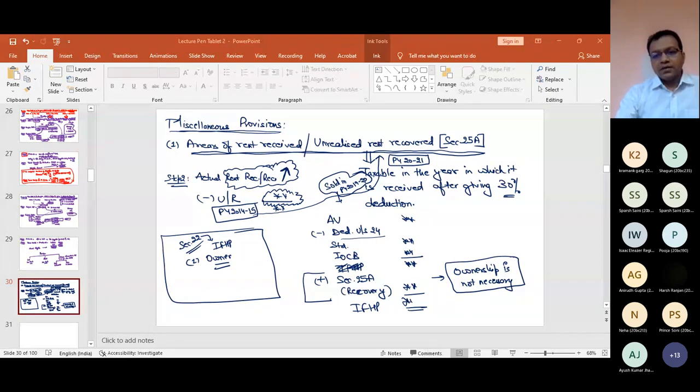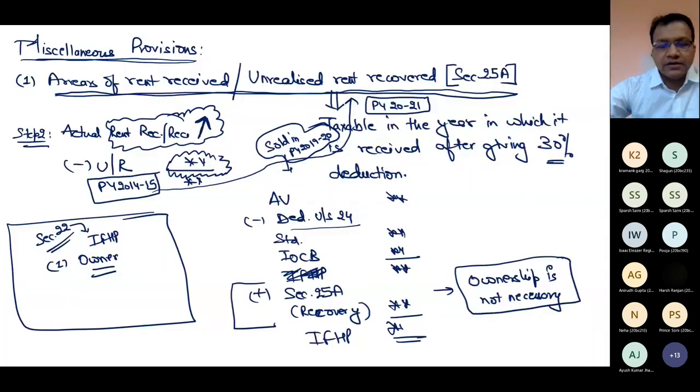Next point. Now it is not logical, so I'm not discussing why it is not logical. To promote simplicity, this concept has been made easy, that it is taxable in the year in which it is received after giving 30% reduction, but it is illogical. It is not correct. Around 5 to 6 years ago, there was a separate provision for computing this recovery, and that was more logical, though that was technical.